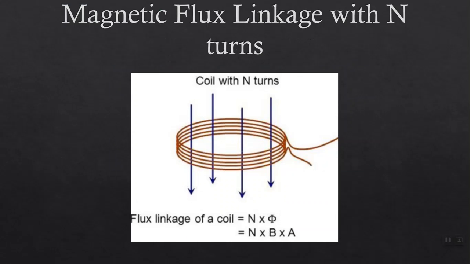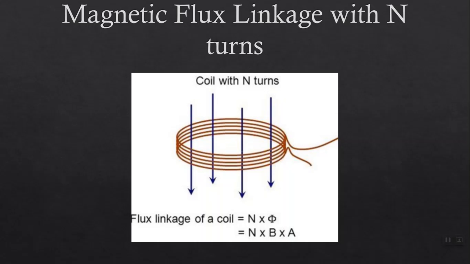Right. Sometimes it's not just one single area, because when we have a coil of wire, it is not having just one unit area, it has several different turns of the coil. So they each carry an area perpendicular to the magnetic field lines. That we call magnetic flux linkage with N turns, or we can even say flux linkage of a coil.